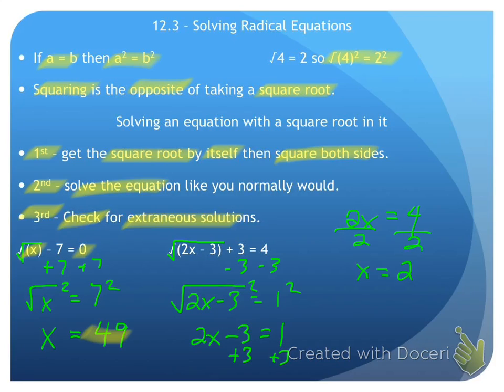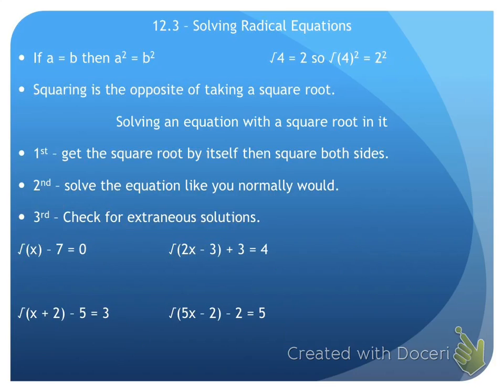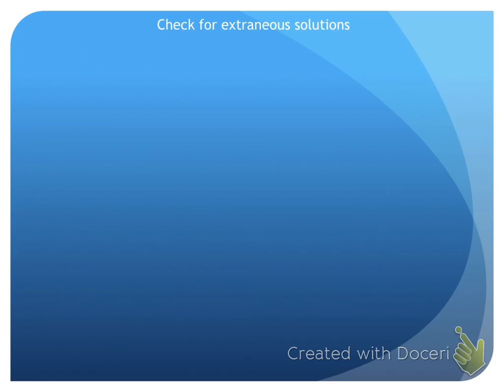Again, double check it by plugging it into my equation for x. 2 times 2 is 4. 4 minus 3 is 1. Square root of 1 is 1. So then 1 plus 3 is equal to 4. That's a true statement, so x is equal to 2. So I should circle this one as well. These ones I have to check for extraneous solutions.